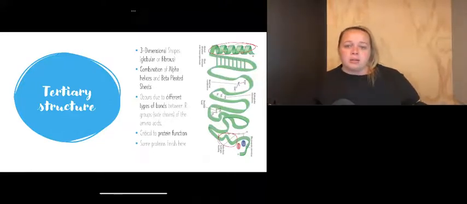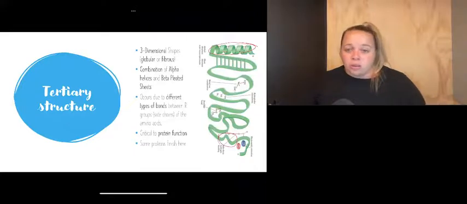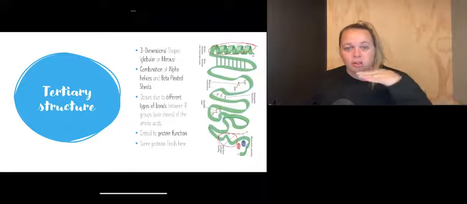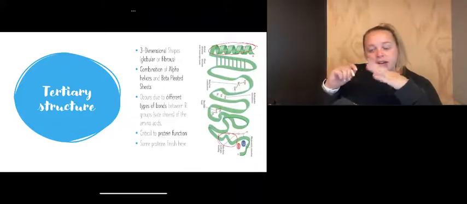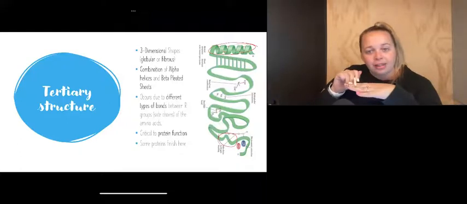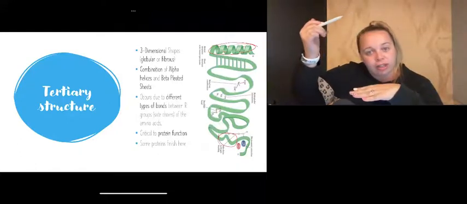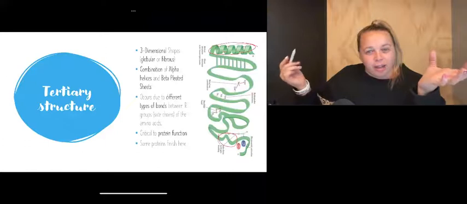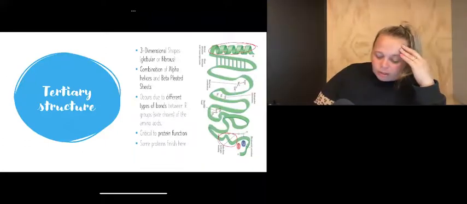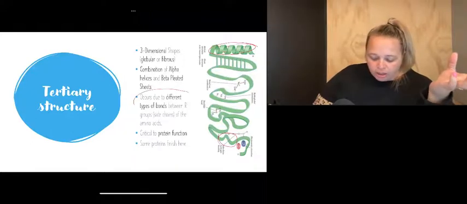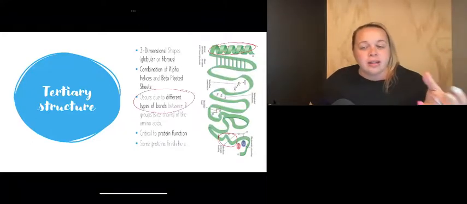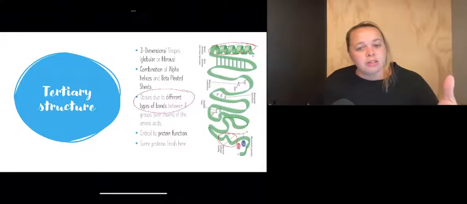And each one of these three-dimensional shapes is caused by that primary structure. It's like your building blocks. You can't create something different. So when you change this base level, it's going to change every level above it. And that's why we call it a hierarchy. So we've got a combination of alpha helices and beta pleated sheets. It occurs because there are different types of bonds. You can go into the types of bonds if you wish.